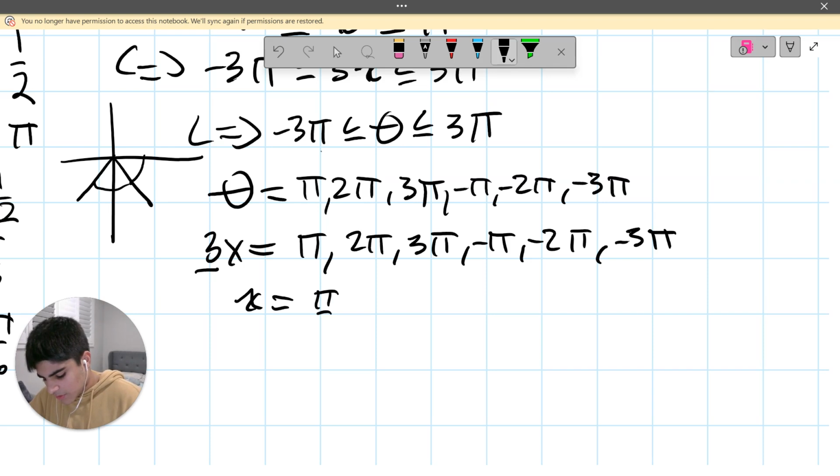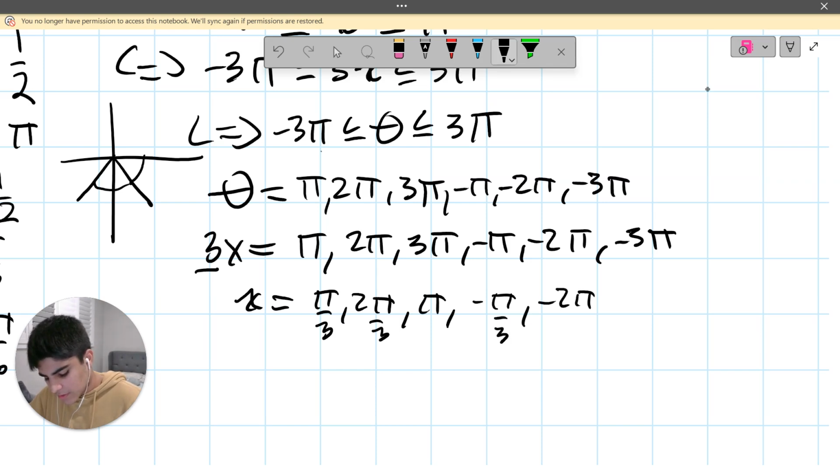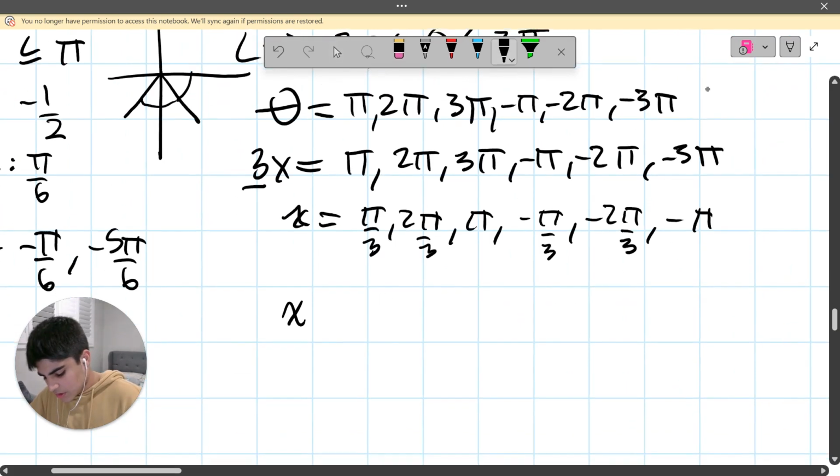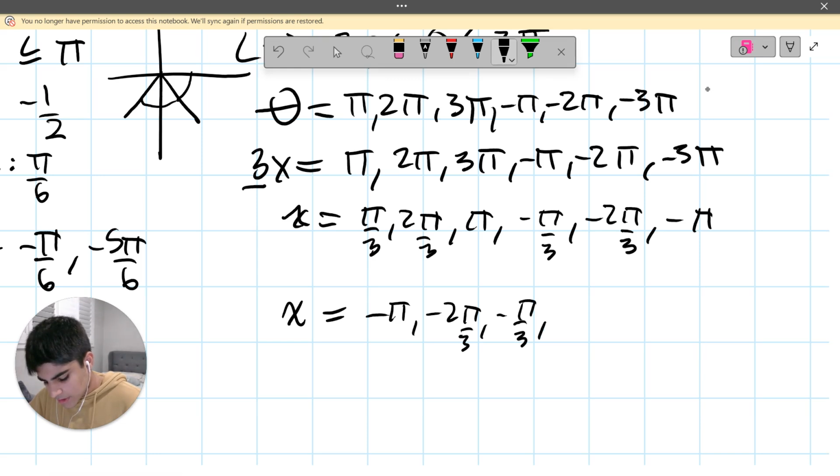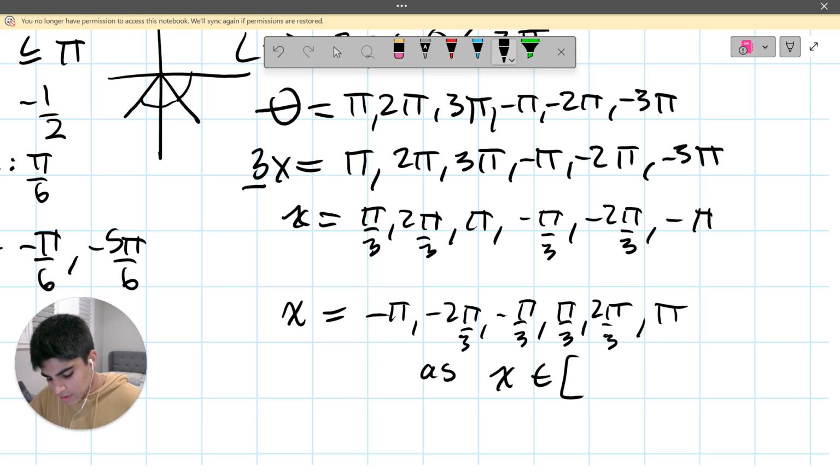x equals pi on 3, 2 pi on 3, pi, negative pi on 3, negative 2 pi on 3, and negative pi. Let's just write this in proper order. x equals negative pi, negative 2 pi on 3, negative pi on 3, pi on 3, 2 pi on 3, and pi, as x is an element of negative pi and pi.